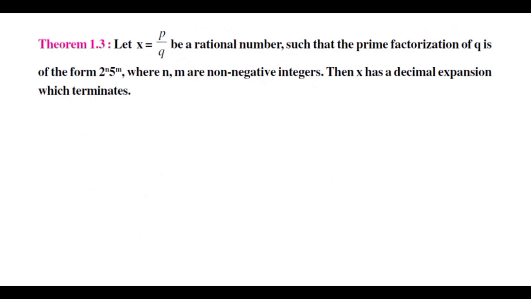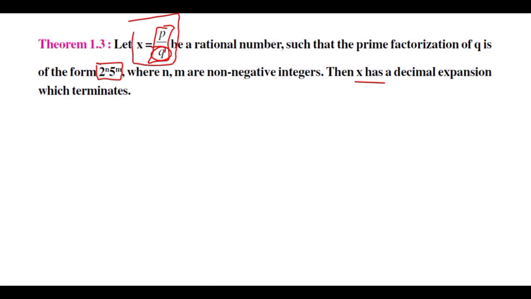That's what we are going to discuss, that is Theorem 1.3. What the theorem has given here: let x is equal to p by q. P by q form numbers mean rational numbers. Let x equal p by q be a rational number such that the prime factorization of q, the denominator, is of the form 2 power n into 5 power m, where n and m are non-negative integers. Then x, what is x here? P by q.